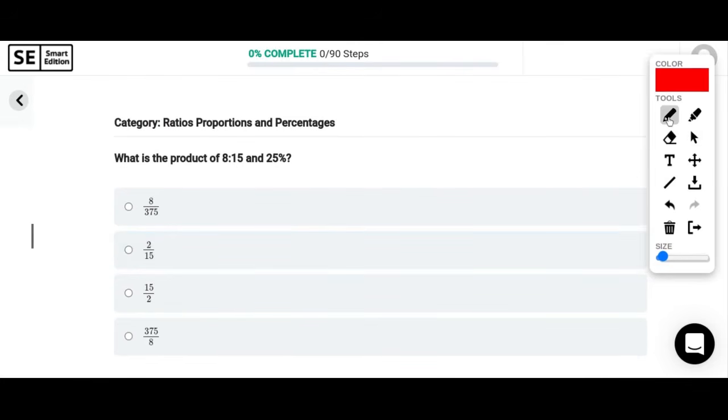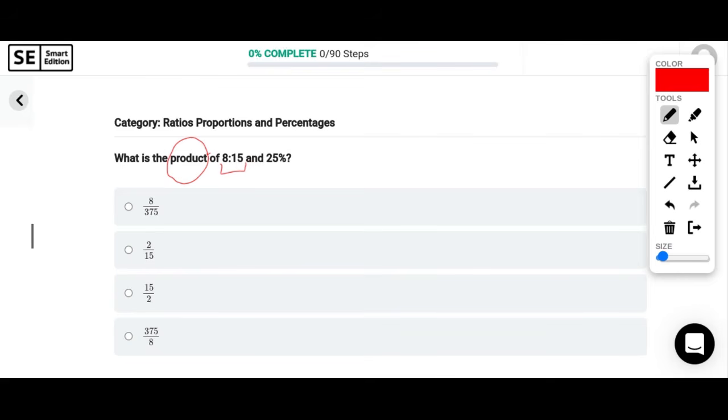Okay. What is the product of 8 to 15? Okay, so that's the ratio 8 to 15 and 25%. So because these are in two different forms, one's a ratio, one's a percent, if I can get them in the same form, this will be a lot easier. Also, we need to know what this word means. Product means multiply. So I need to multiply these two numbers.